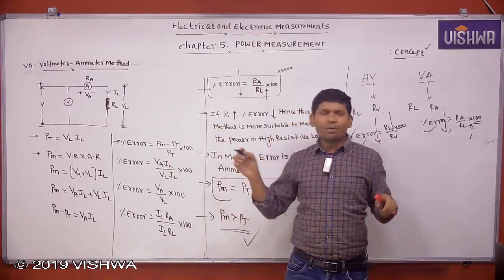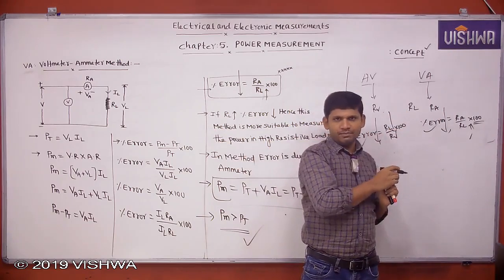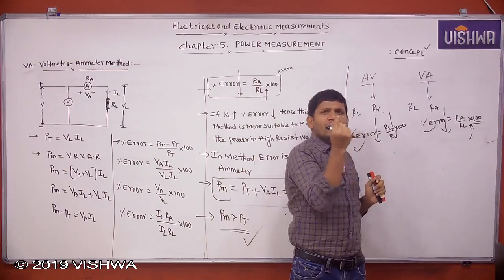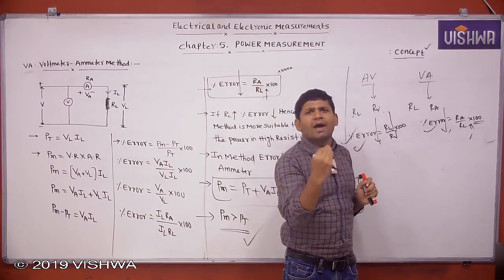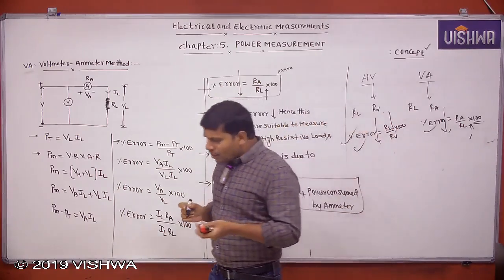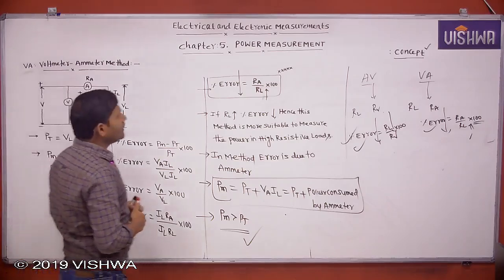That means, without doing the analysis, this is how to write the formula. Like this you remember. But while writing these formulas, remember one statement: always high value in the denominator, then you can write any formula. Clear? Okay, this is about DC power measurement using AV and VA methods.